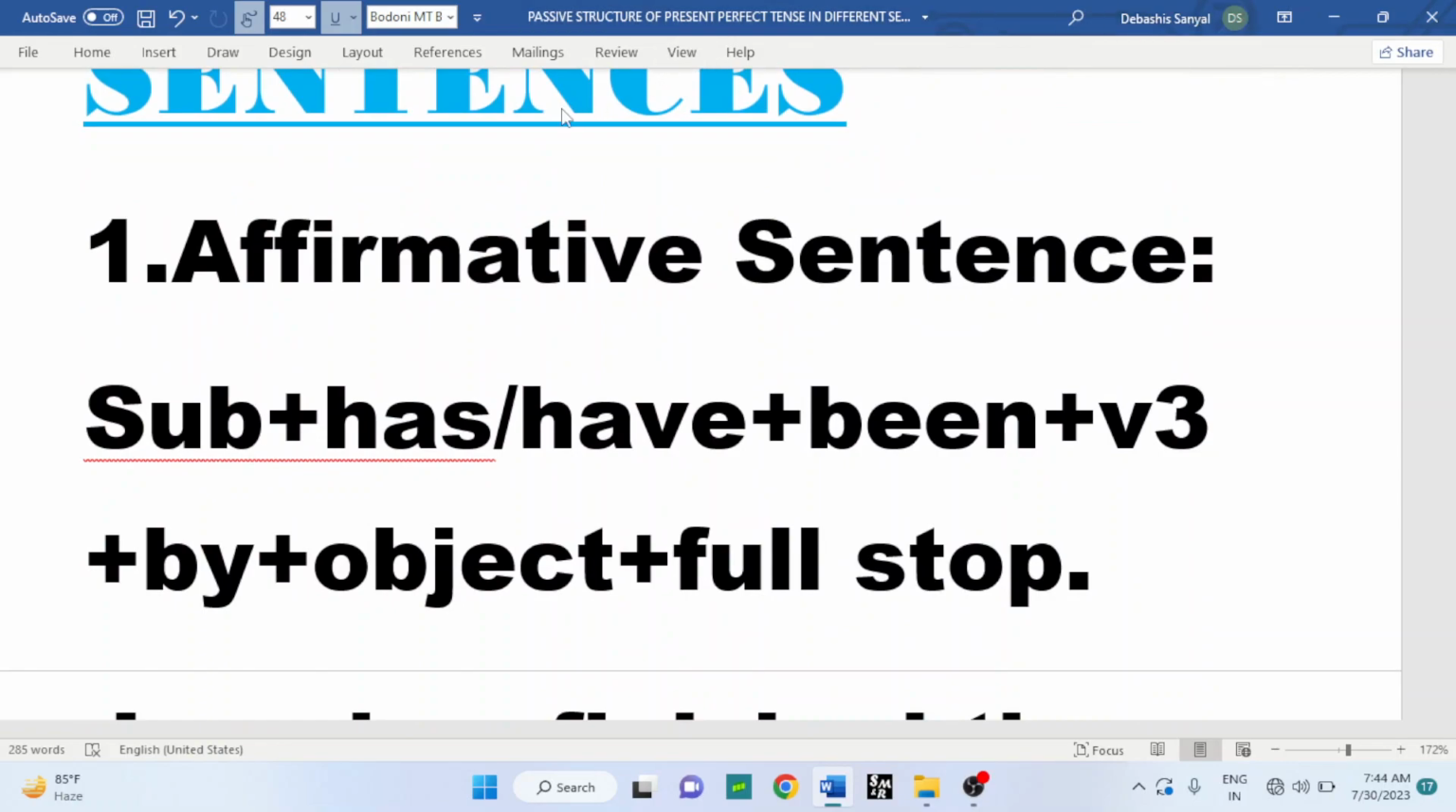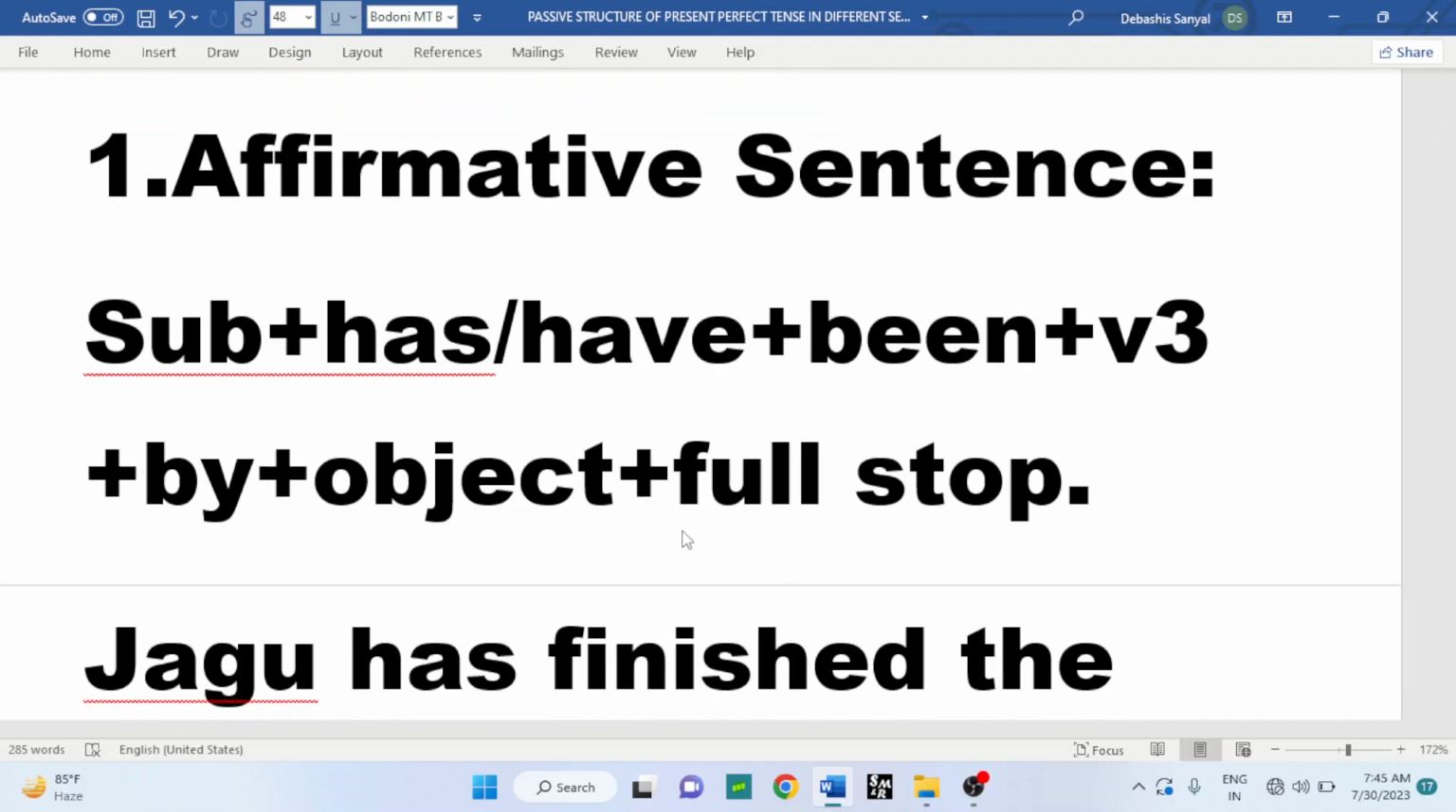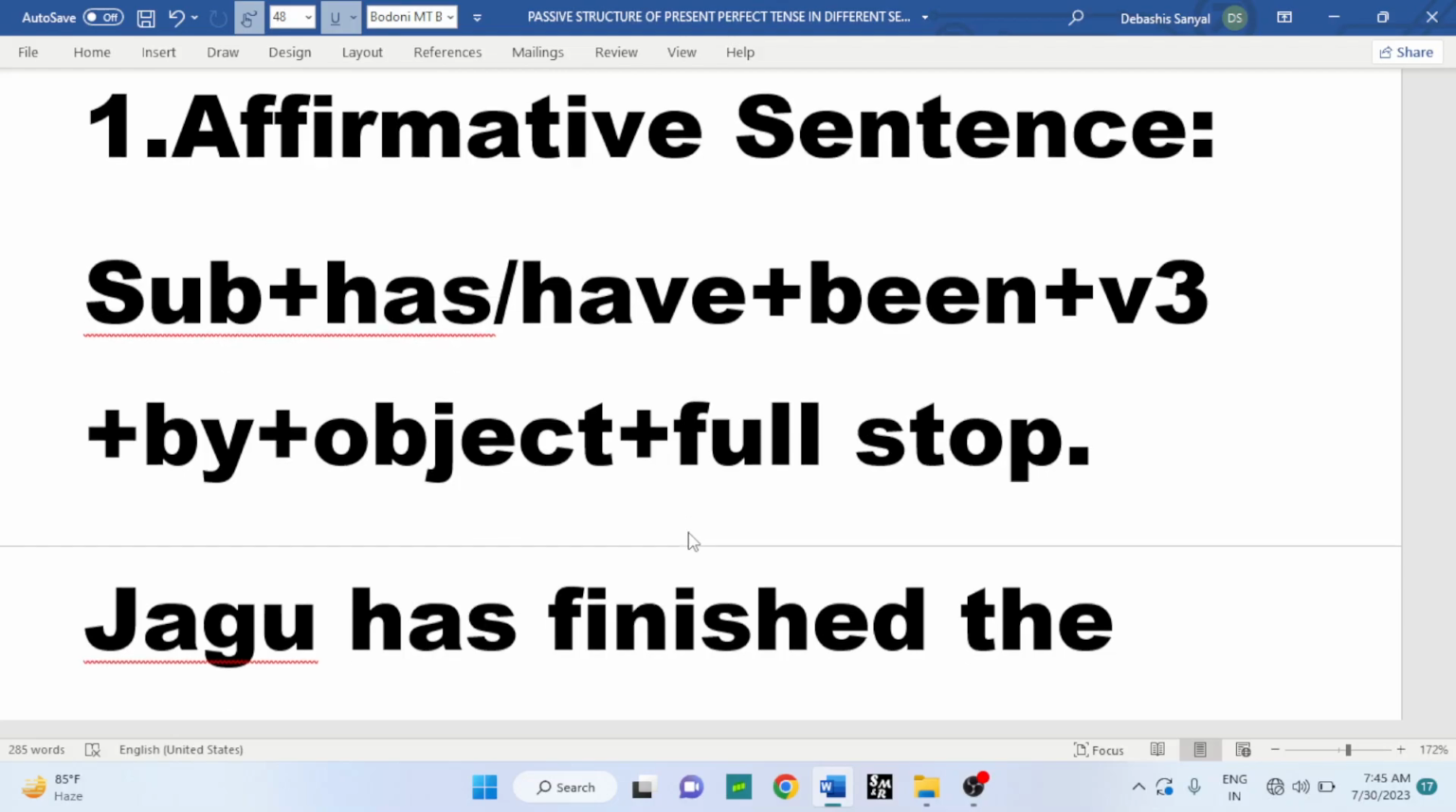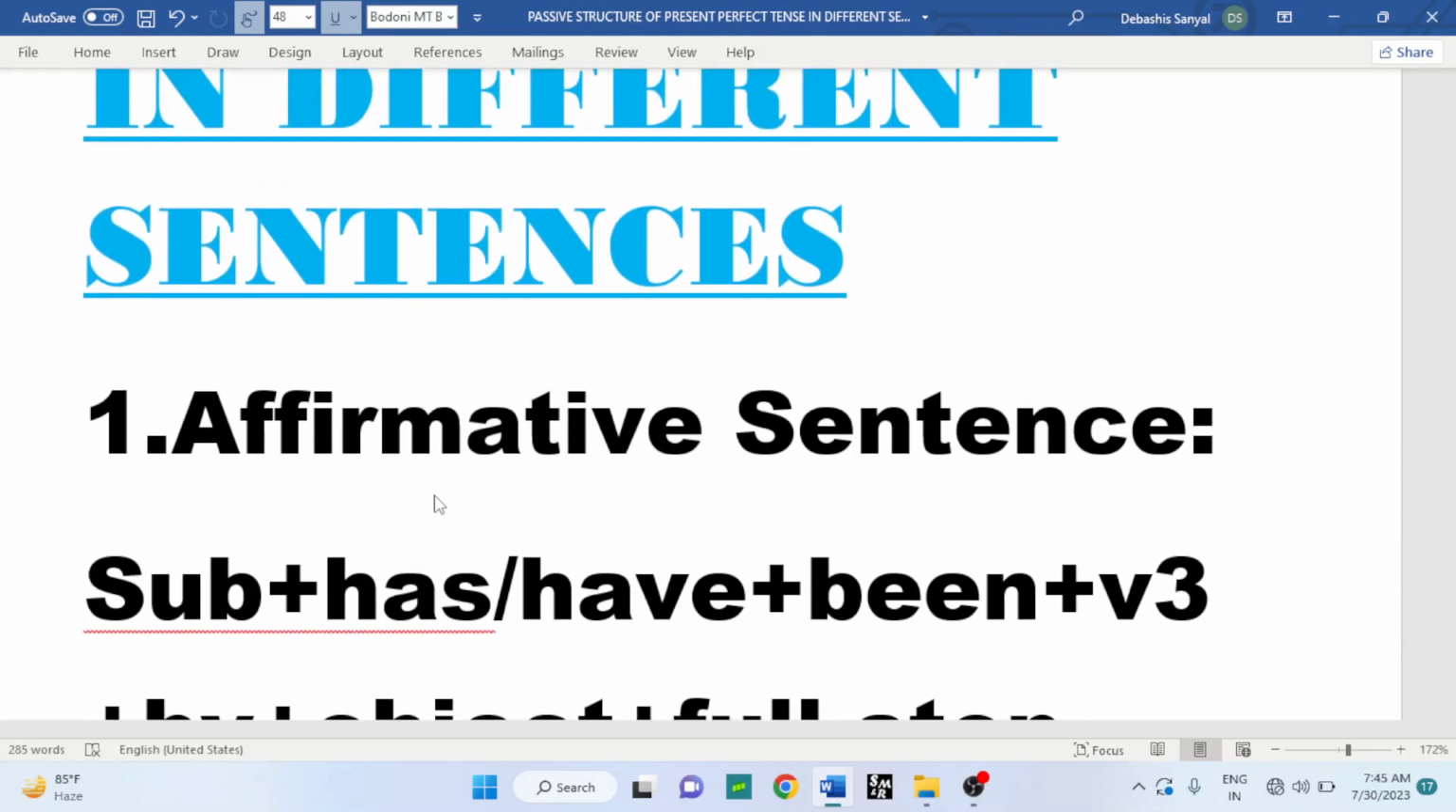See the very first one. It's written here, affirmative sentence. Actually, here is the passive structure of an affirmative sentence. At first, there is the subject. According to the subject, we have to use has or have, been, third form of the verb, by, object, and at the end of the passive voice, there will be a full stop. An affirmative sentence is actually a sentence which is used in a positive sense, that is, when there is no negativity in the sentence.